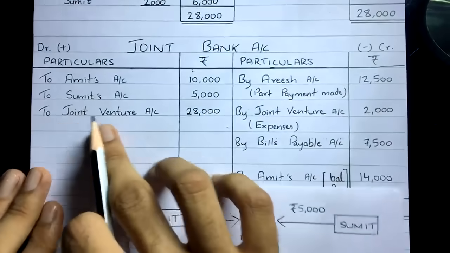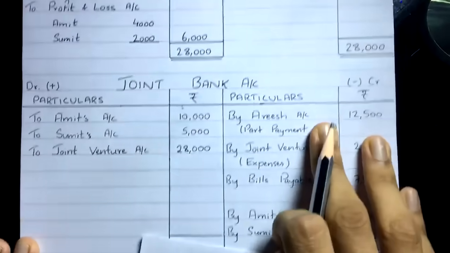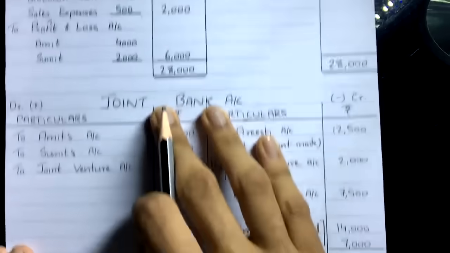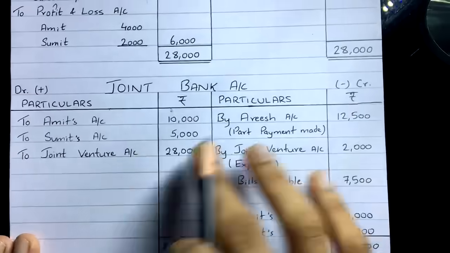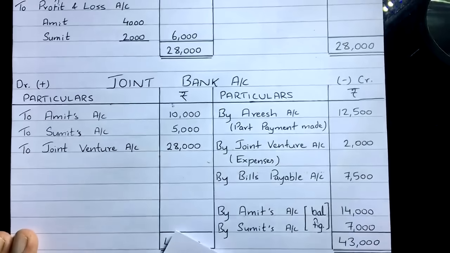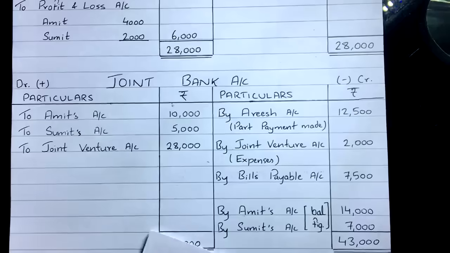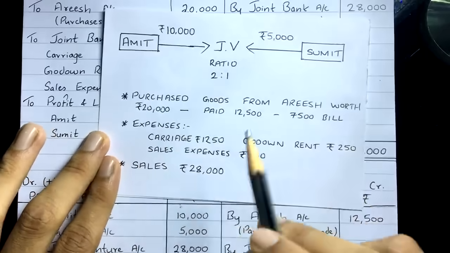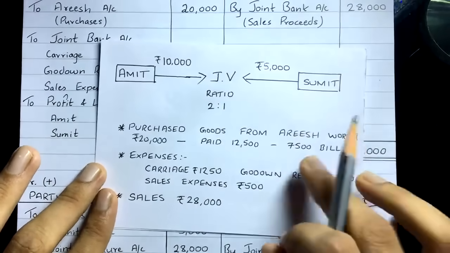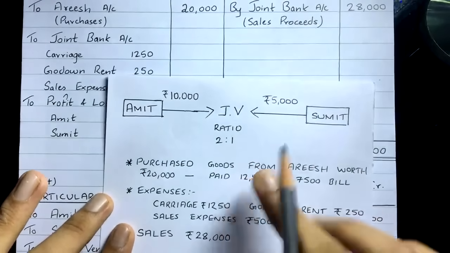See here, to joint venture 28,000. This is the cross posting by joint bank account. Here it is to joint venture account because this is a joint venture, right? So it will come over here to joint venture account 28,000. And then everything is over. Purchases, expenses, sales, everything is finished. Contribution of capital, bill payment, everything is over. This partly payment also is done.